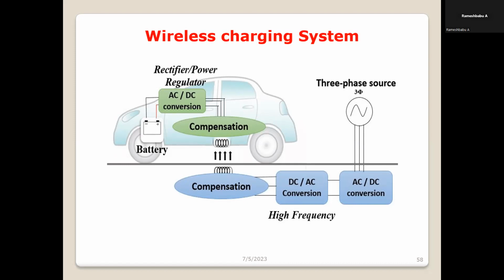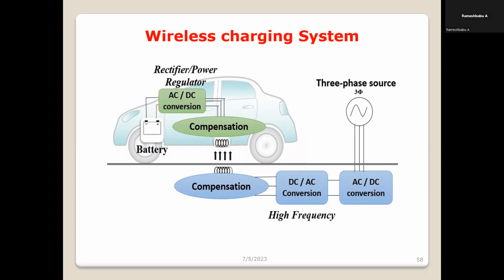Another one is the dynamic wireless charging system. As the name indicates, the vehicle gets charged while in motion. While moving itself, it will charge. The power is transferred over the air from a stationary transmitter to the receiver coil in a moving vehicle. By using this dynamic charging system, the traveling range can be improved with continuous charging of the battery while driving on roadways and highways. It reduces the need for large energy storage, which further reduces the weight of the vehicle.